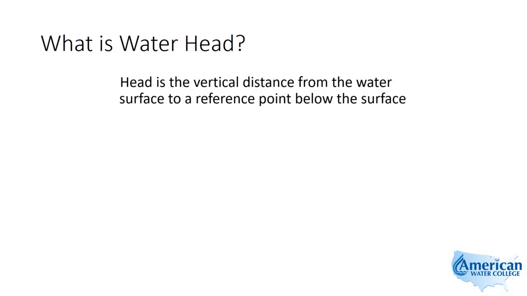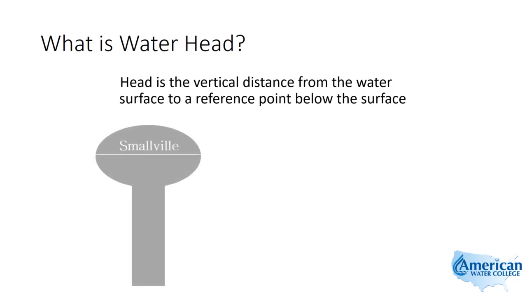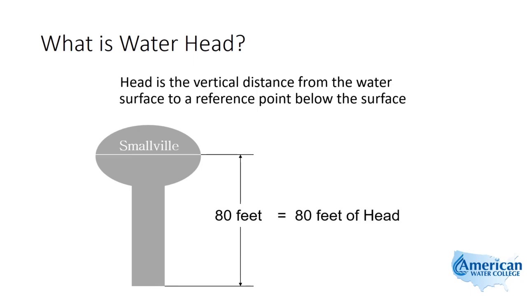Water head is the vertical distance from the water surface to a reference point below the surface. So here we have a water tank, and we have some water level in this water tank. If we have 80 feet being the difference between the surface of the water in this water tank and the reference point below, we have some amount of head, and in this case it's 80 feet of head. So the units of head are feet.